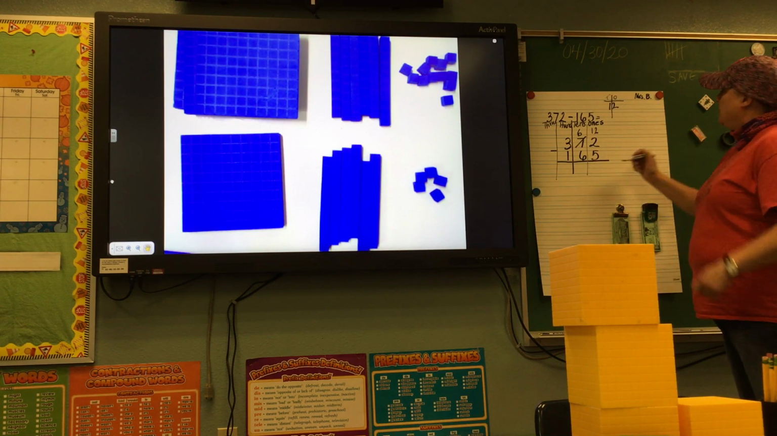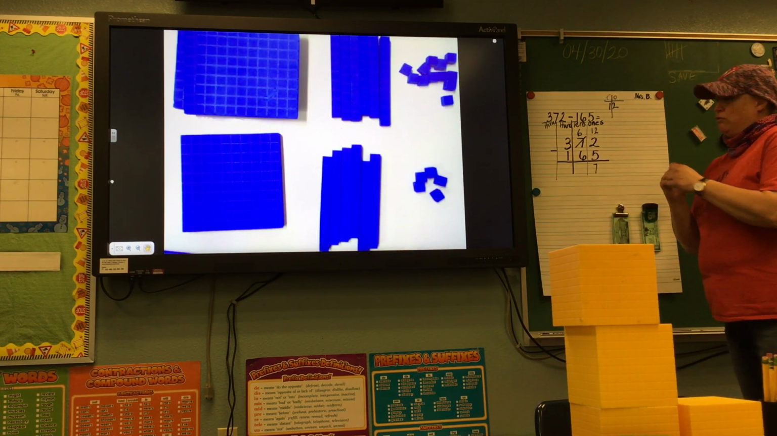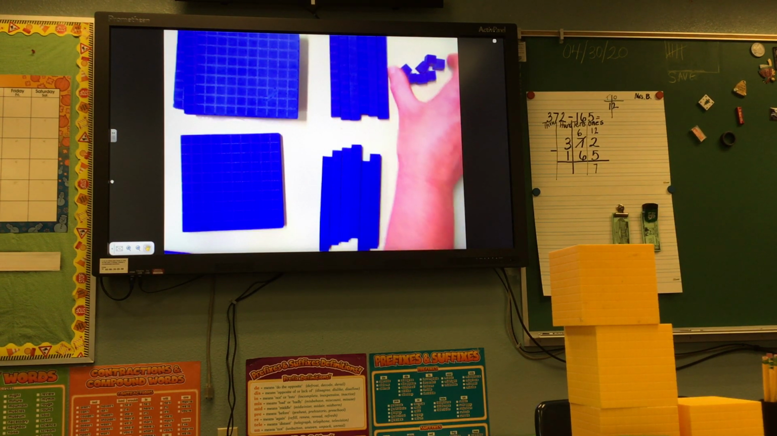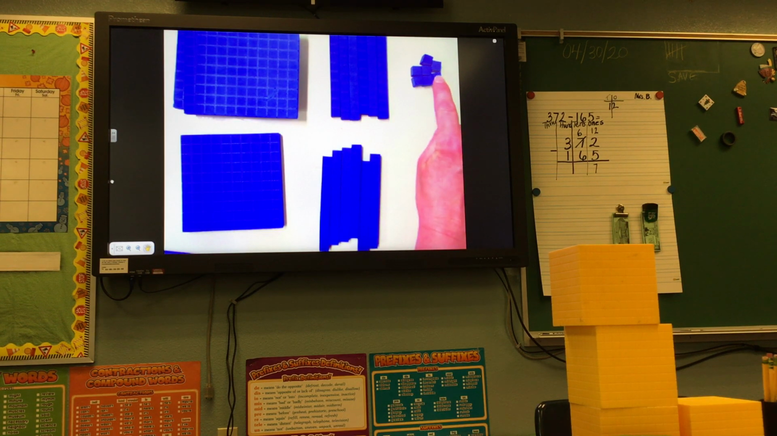We've got 7. So I have 7 ones left over, and I'm going to show that over there. Okay, I had my 12 ones, and I am going to take 5 away. 1, 2, 3, 4, 5. Okay. We had the 5 down below. I'm going to move that out of the way, and I took those 5 out of the 12 that were there, and now I have 1, 2, 3, 4, 5, 6, 7 ones left.